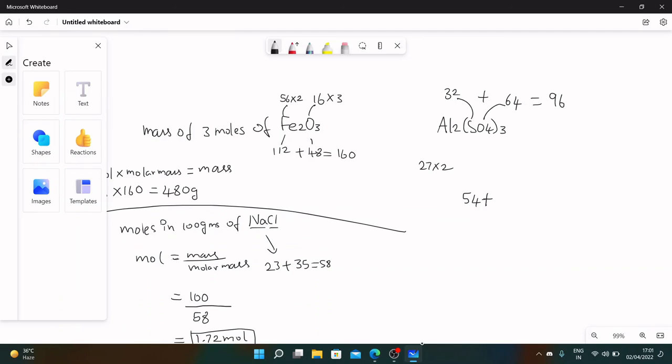Now, outside the brackets of SO4, we have a subscript 3, which means we need to take 3 moles of SO4. So we'll do 96 into 3, which is 288. Now, we can add this value to 54 to get the molar mass of aluminum sulfate. So 54 plus 288 is 342. 342 grams per mole.